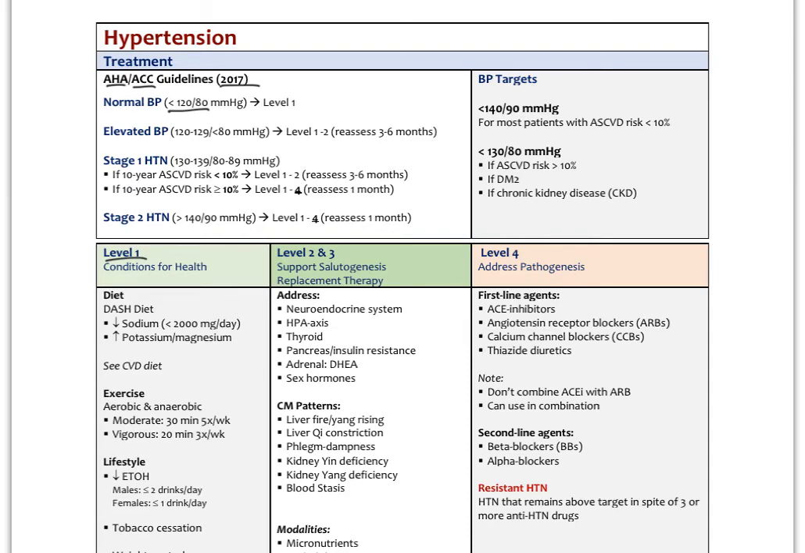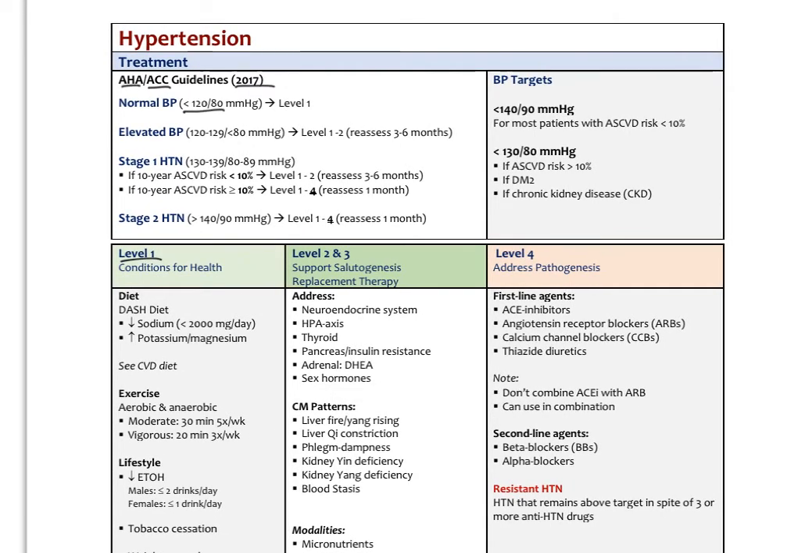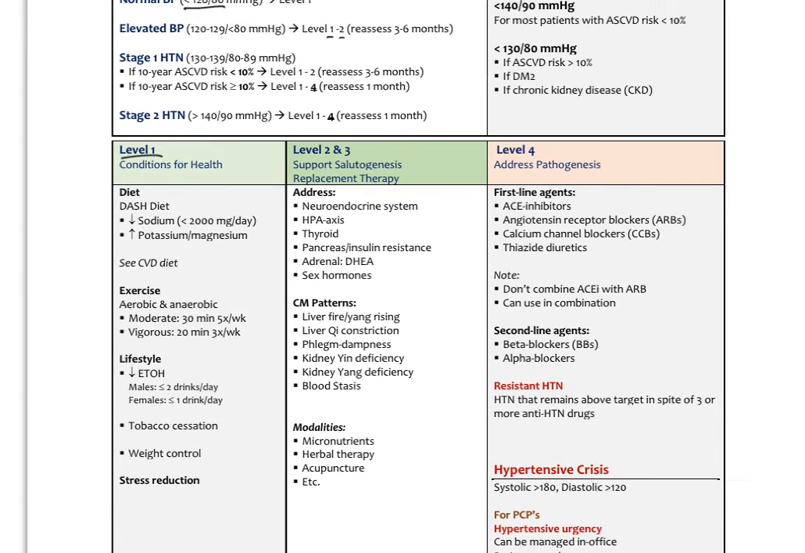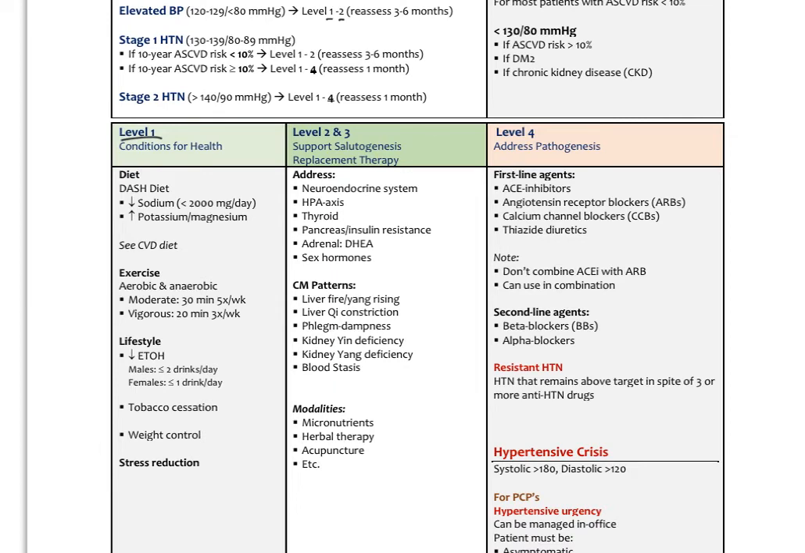Elevated blood pressure would be 120 to 129 and less than 80 diastolic. Here we go to level 1 therapies. I usually add in level 2 therapies and then reassess in 3 to 6 months. So again, level 1 therapies: diet, exercise, lifestyle, stress reduction. Level 2 therapies would be maybe herbal therapies, micronutrients, acupuncture, and whatnot. So here we're trying to support salutogenesis and maybe do any hormone replacement therapy if necessary. So really working with the neuroendocrine system, the stress response, HPA axis, thyroid, pancreas, insulin, adrenal glands with the DHEA, and then sex hormones.